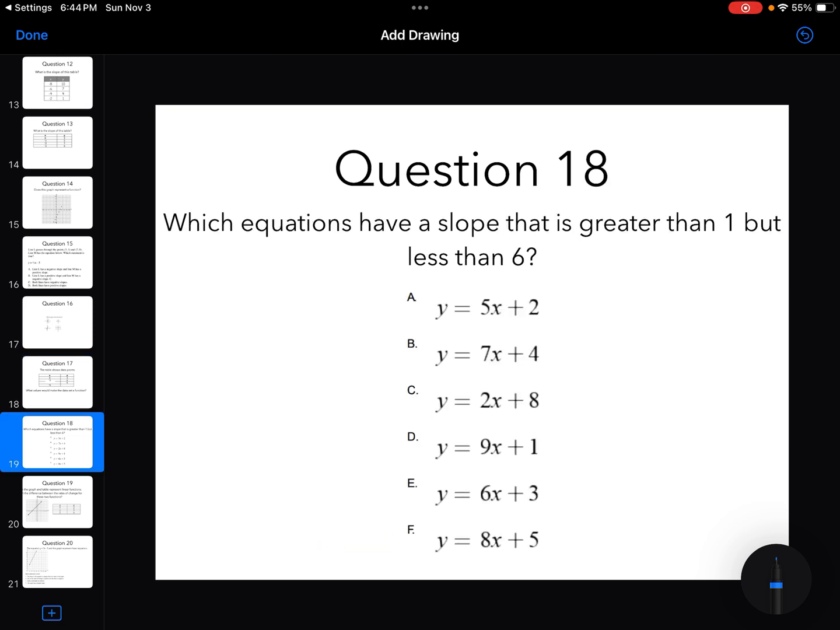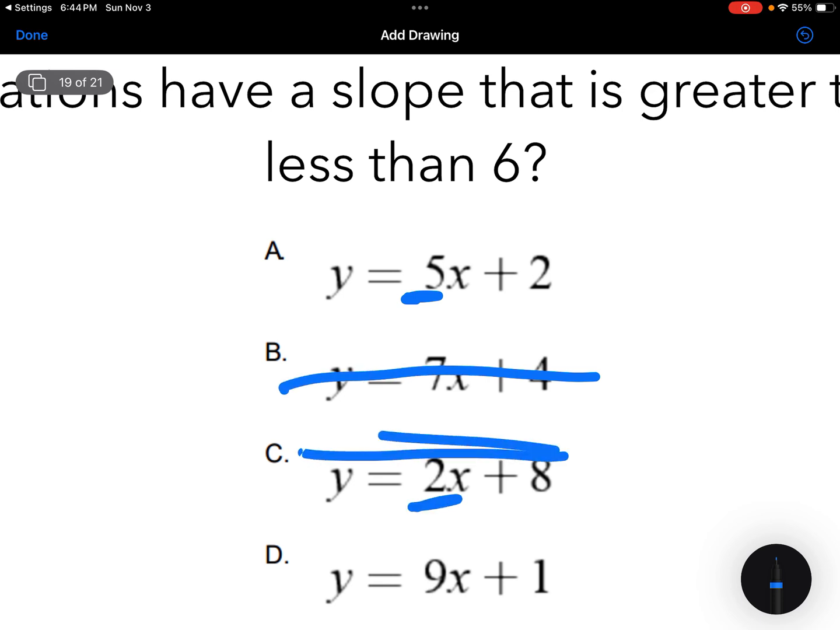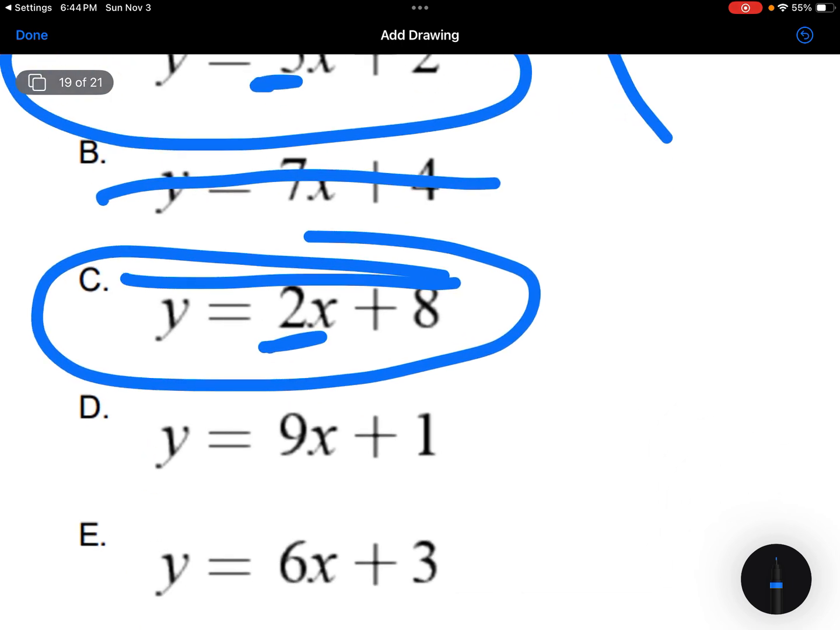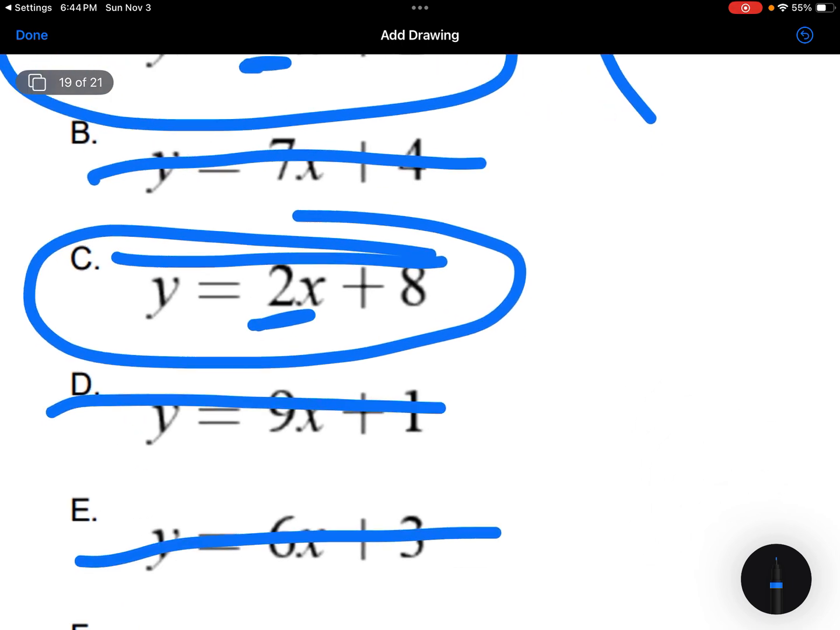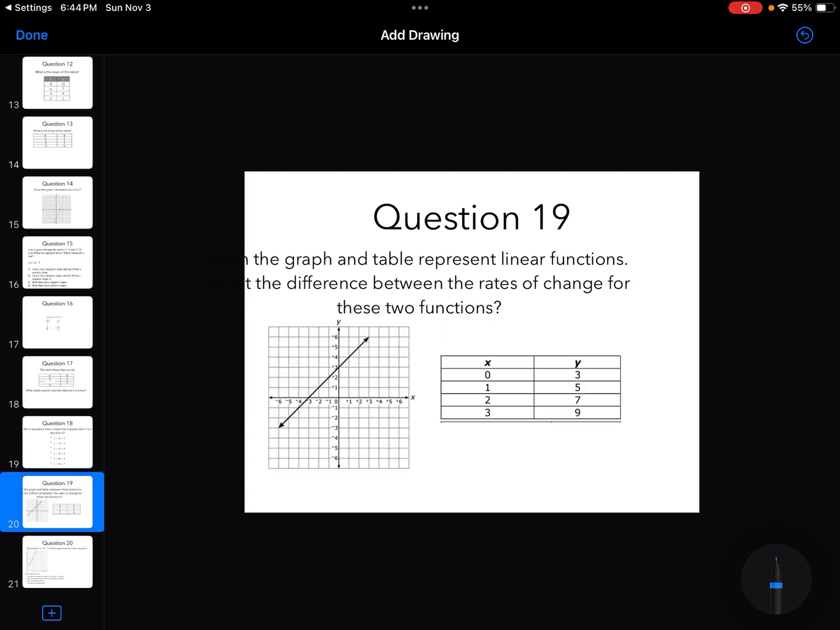Okay, which equations have a slope that is greater than 1 but less than 6? So this one's greater than 1 but less than 6. Greater than 1 but less than 6. Nope, nope, nope.